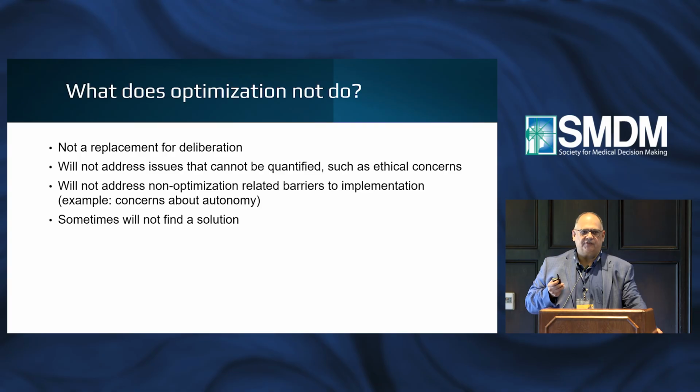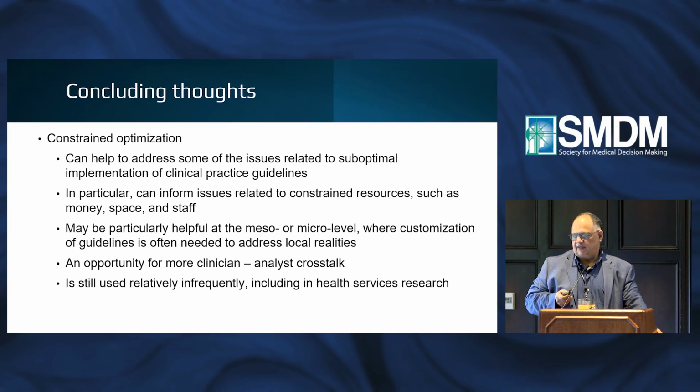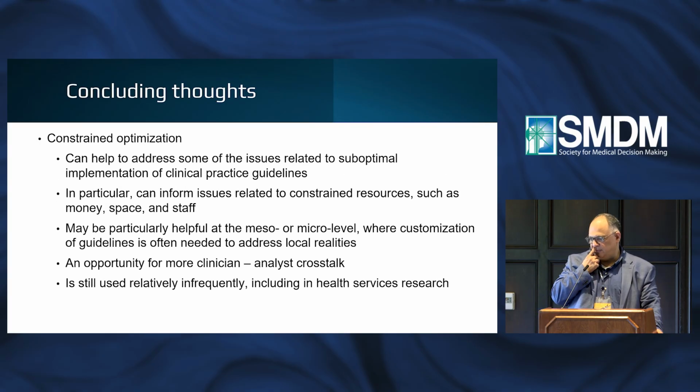Many clinicians feel, according to the literature, that guidelines are an affront to their personal autonomy in terms of how they want to practice. Optimization won't address that. And sometimes problems are so complex that they won't actually find a solution. So that might require reframing the question, or finding approximate solutions or other approaches, but not every problem can always be constructed as an optimization.